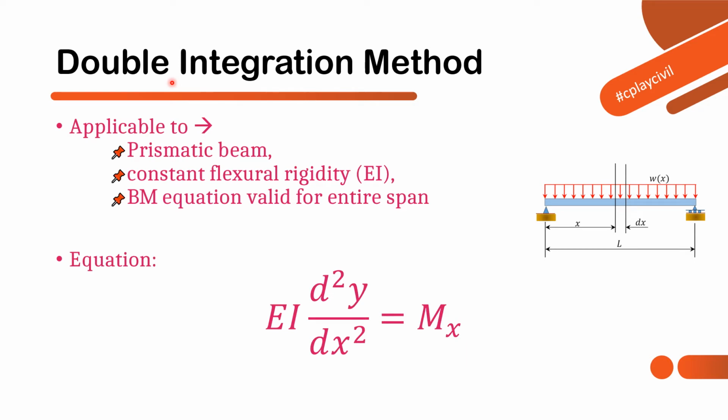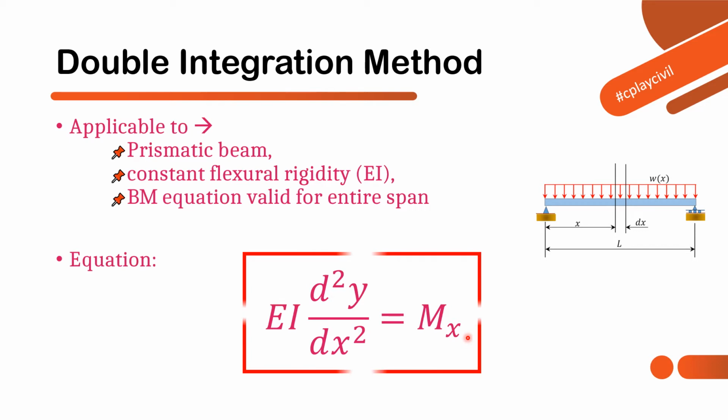Now let's see the equation to use the double integration method. This is the equation actually. EI d square y by dx square equal to Mx. Mx is the moment at x section, and EI, that we know, is flexural rigidity, and d square y by dx square. When we integrate this term, we will get dy by dx, so that is slope. And again, upon integrating, we will get y value. Y is nothing but the deflection. So upon integrating two times, we will get slope and deflection. So that's why it is called the double integration method.